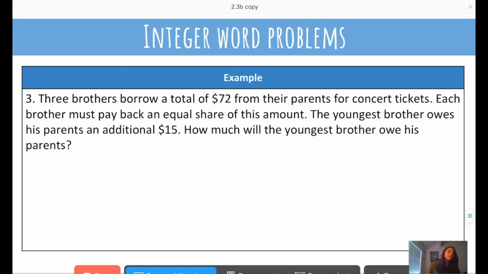All right, let's do another example together. Number 3 says 3 brothers. All right, so it's 3 brothers borrow, so that means they owe money, so that's a negative. Borrow a total of $72 from their parents for concert tickets. Each brother must pay back an equal share of this amount. So they owed a total of $72. The youngest brother owes his parents an additional $15. How much will the youngest brother owe?